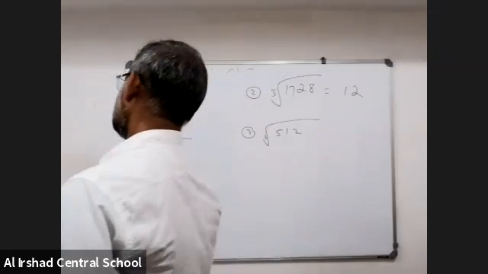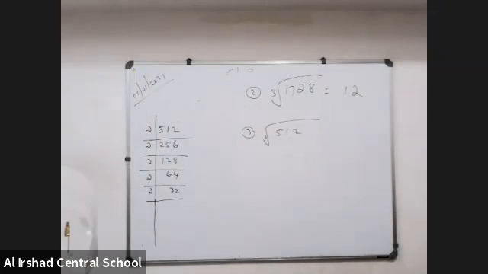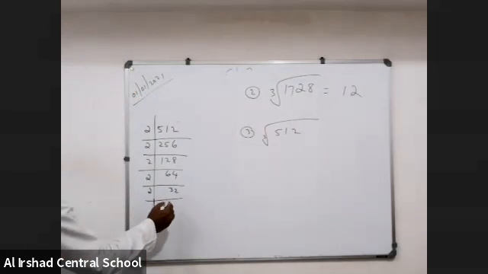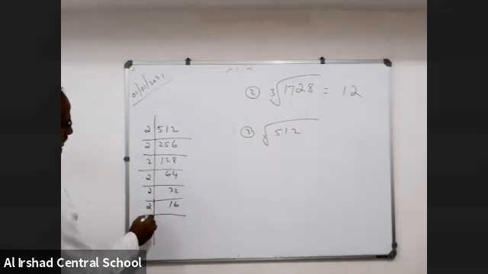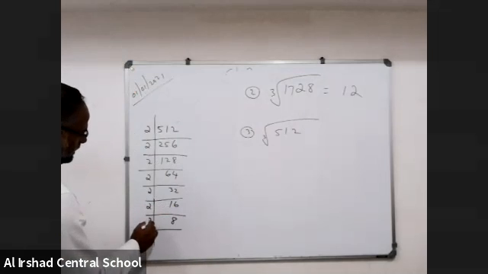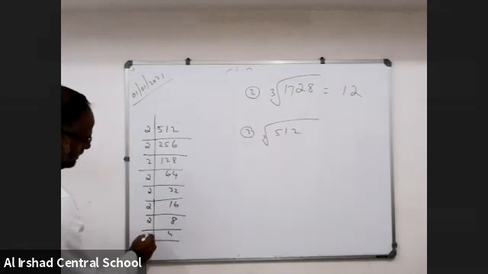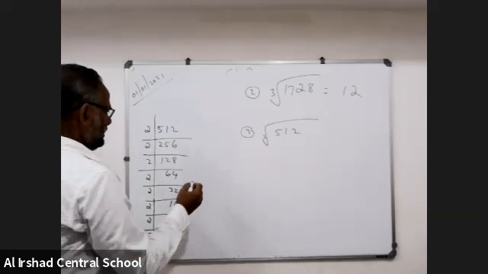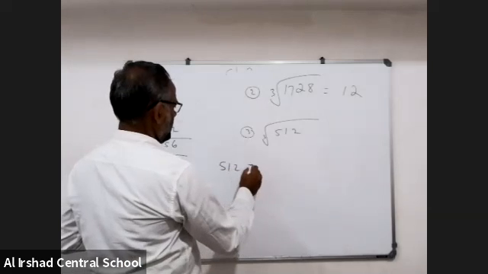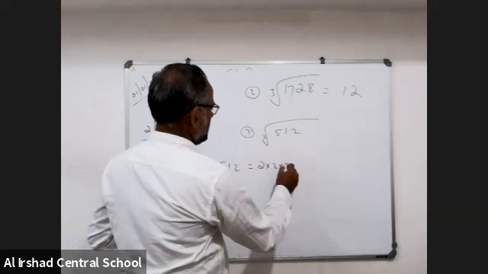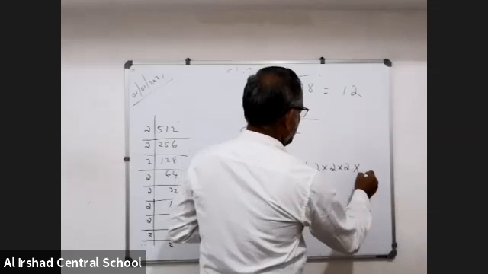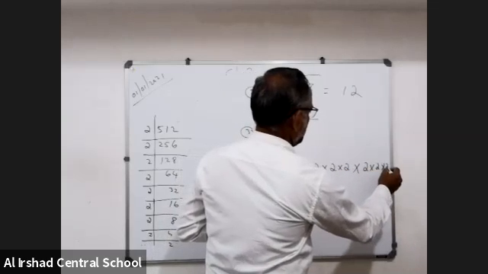What answer did you get? So 16, that is 2, 8, that is 2, 4, that is 2, 2. 1, 2, 3, 4, 5, 6, 7, 8, 9. That means 512 is equal to 2 into 2 into 2 into 2 into 2 into 2 into 2 into 2 into 2.